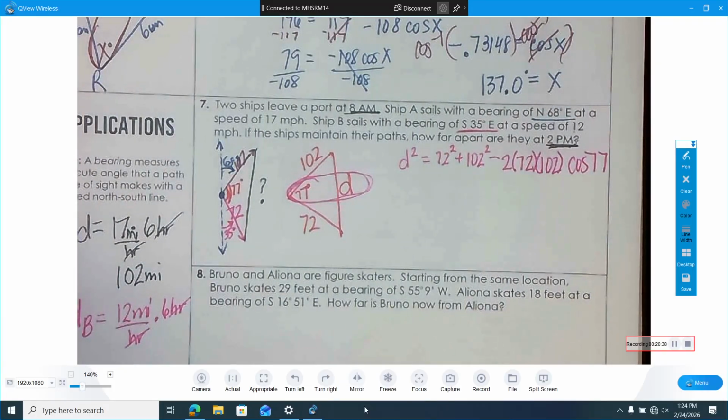All right, ladies and gentlemen, you have a Delta Math. Oh, that was only 20 minutes.